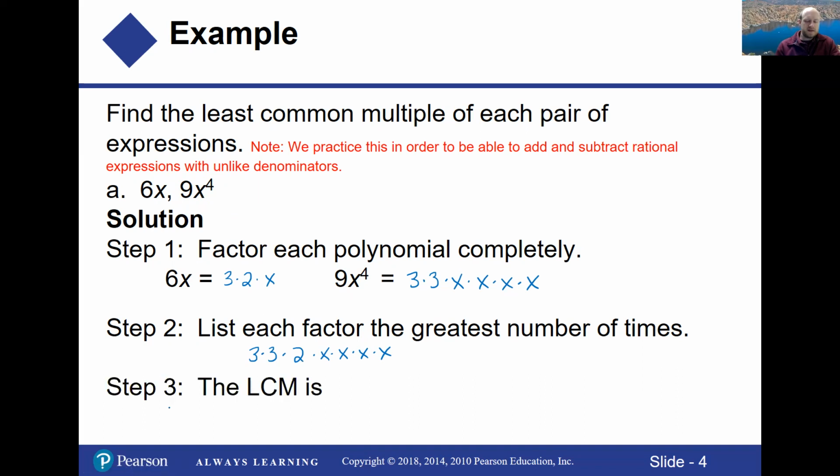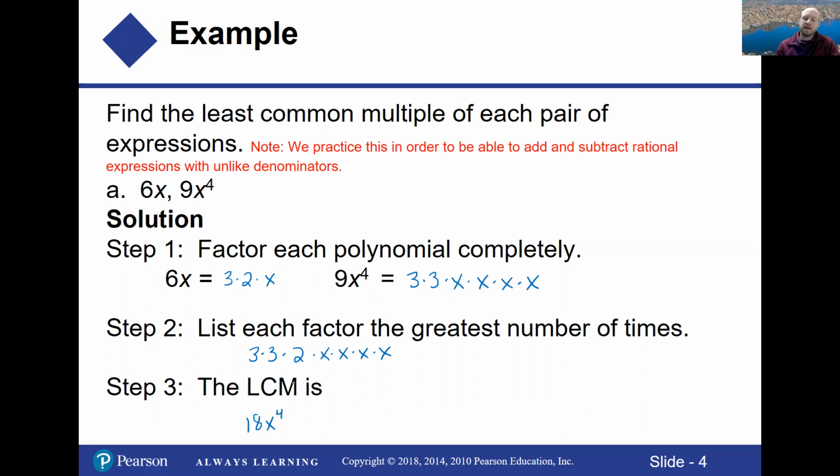So then the final step is to actually say what the LCM is. And all we would do for that is just multiply all of this together, what we did in step 2. So 3 times 3 times 2 is 18. And then we have the x to the fourth.